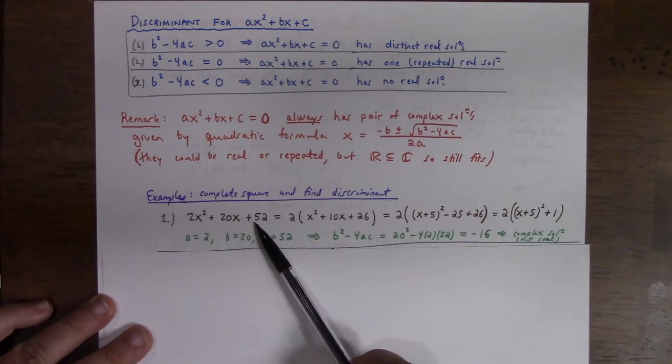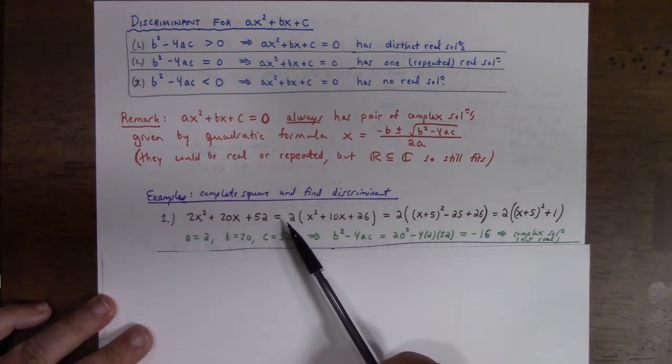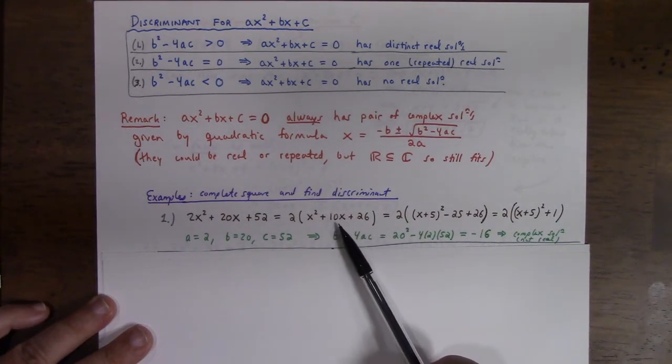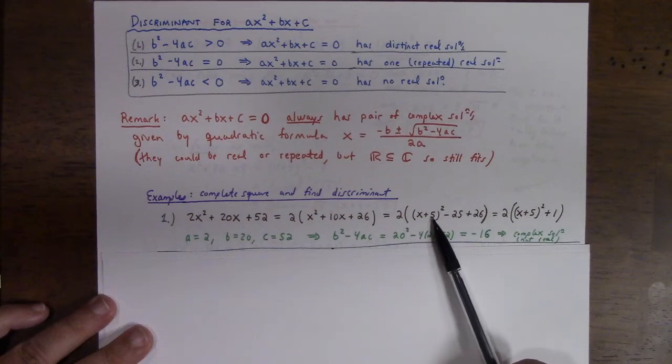2x squared plus 20x plus 52. So step 1, factor out the 2. Step 2, take half of that, which is 5. 10 over 2 is 5, so it's x plus 5 squared.